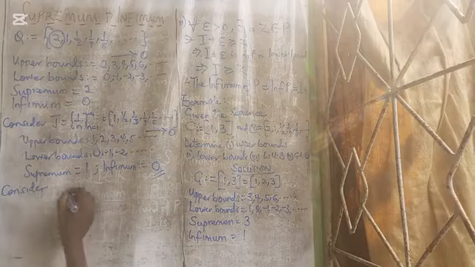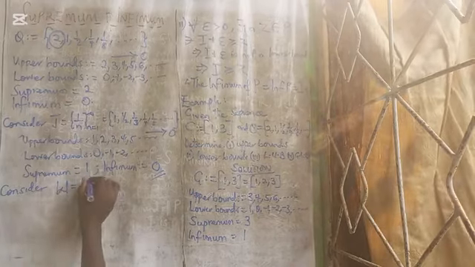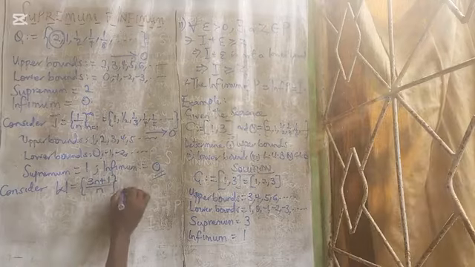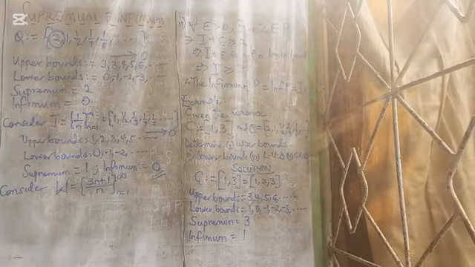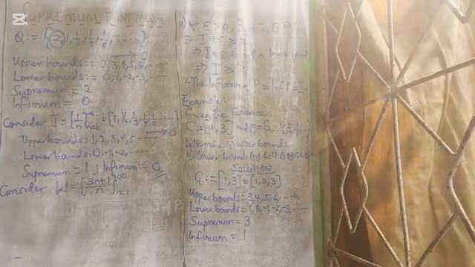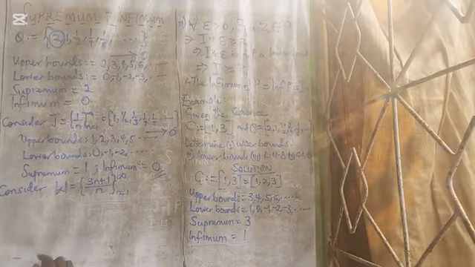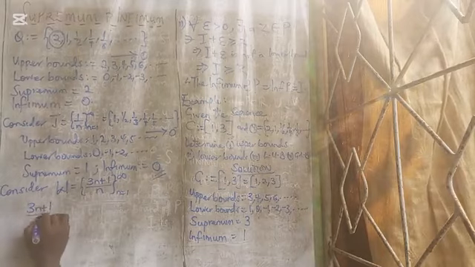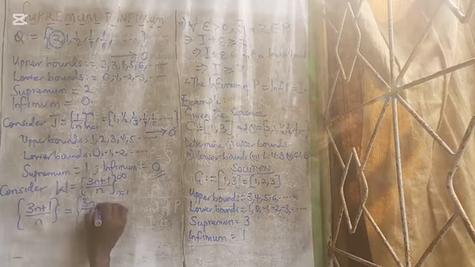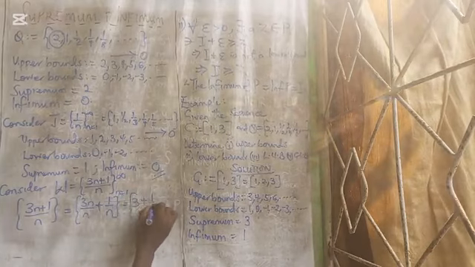Consider the sequence W defined as what? 3n plus 1 over n, where n moves from 1 to infinity. We want to find the upper bounds, the lower bounds, the supremum, and the infimum. If we look at this sequence, 3n plus 1 over n, I can break this down, and it gives me 3n over n plus 1 over n, and this is what? 3 plus 1 over n.